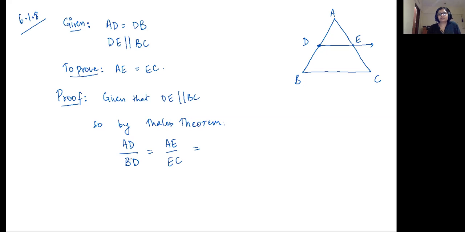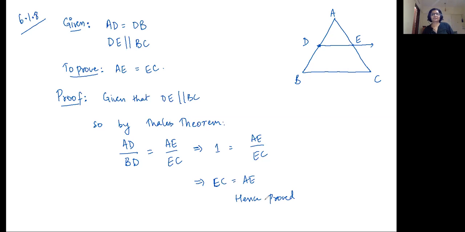So what will AD by BD be, if AD is equal to DB? Then 1. Yes. Yeah, so EC is equal to AE. So you can write EC equal to AE, or AE equal to EC. Hence proved.